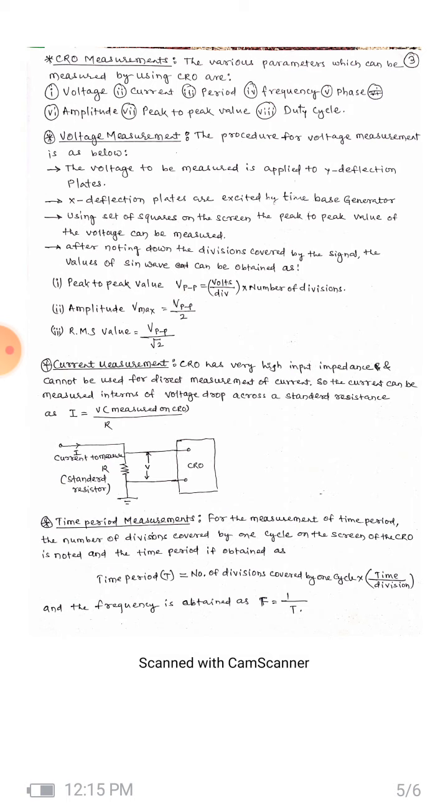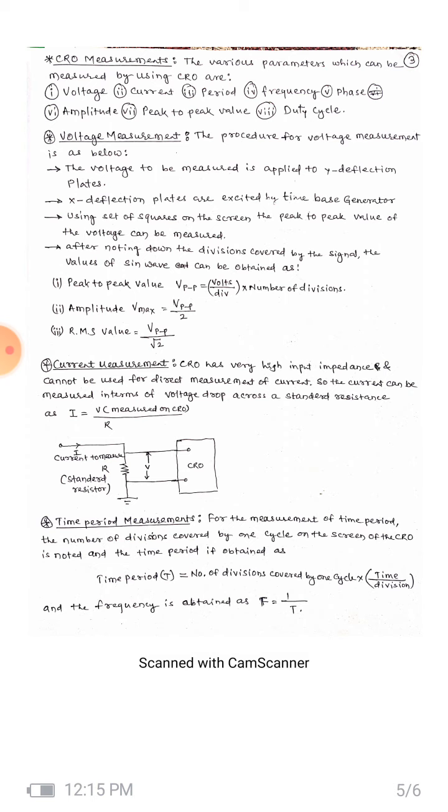Using the formula, peak to peak voltage is volts per division times the number of divisions. We can calculate the amplitude by V max equal to V peak to peak divided by 2, and the RMS value by V peak to peak divided by square root of 2.